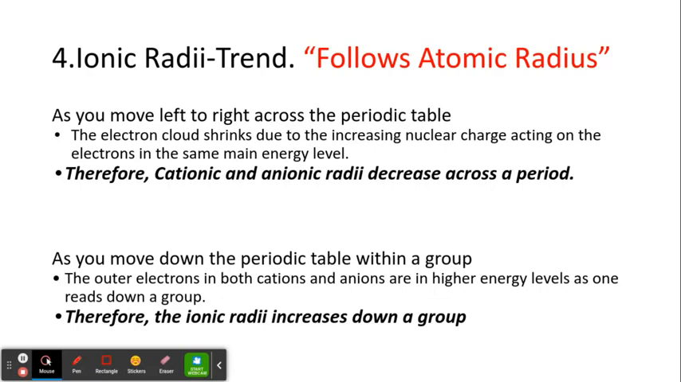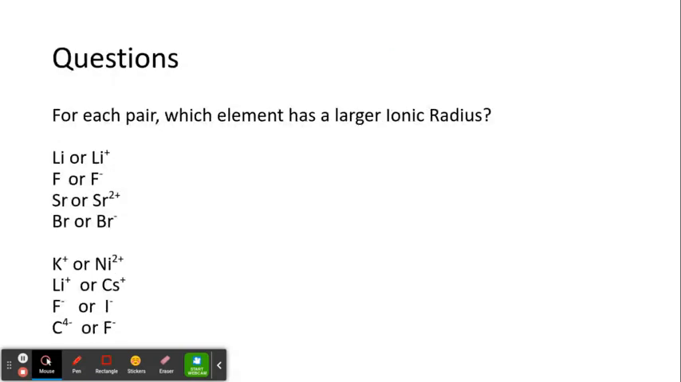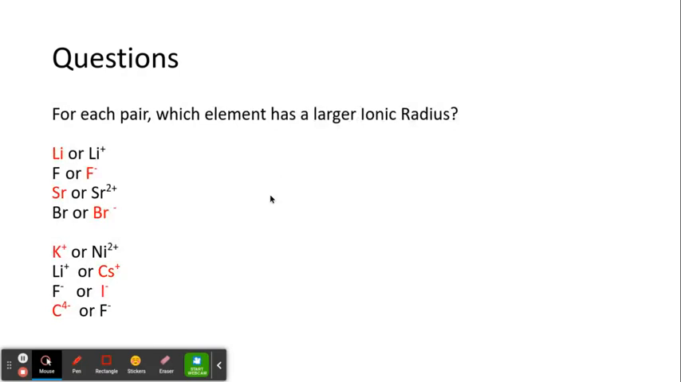Okay? Now let's look at some questions that go along with this. For each pair, which element has a larger ionic radius? Okay? Pause the video, find them on the table, and determine which one is larger than the other. Okay, so let's check your answers here. The red is the correct answer. All right. So hopefully you were able to identify that. And that's where we're stopping.